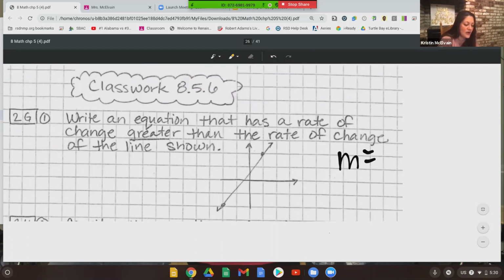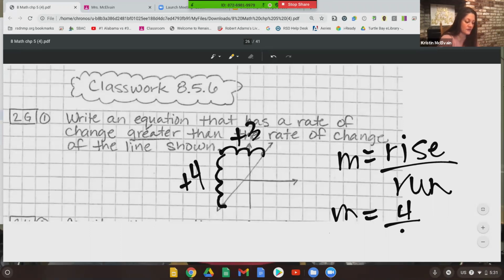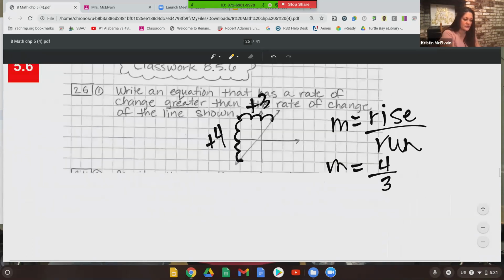m is rise over run. We can look at this and we know that it is positive because it's going uphill. So positive. And we're simply going to count. Okay, so we're going to start here. 1, 2, 3, 4. So our rise is 4 over 1, 2, 3 over 3. Okay, so our slope of this line is 4/3.